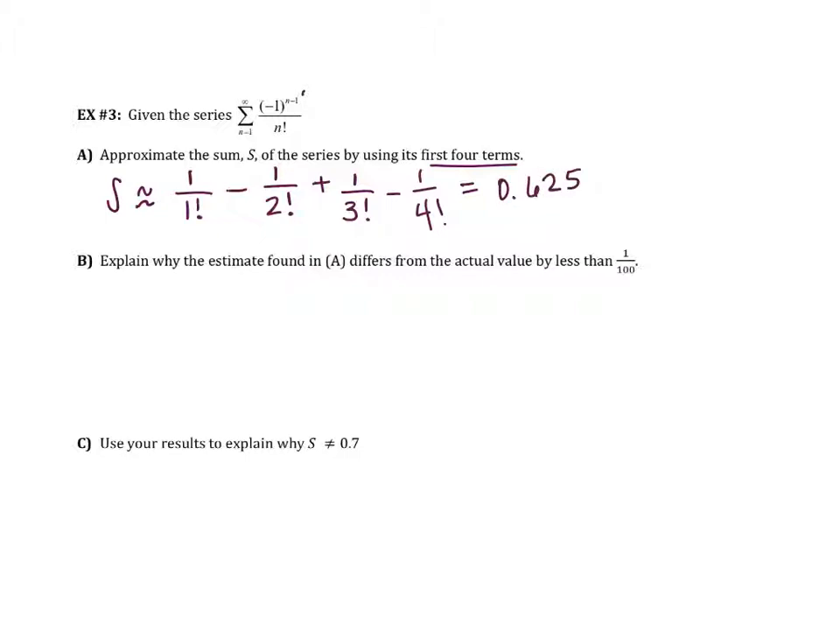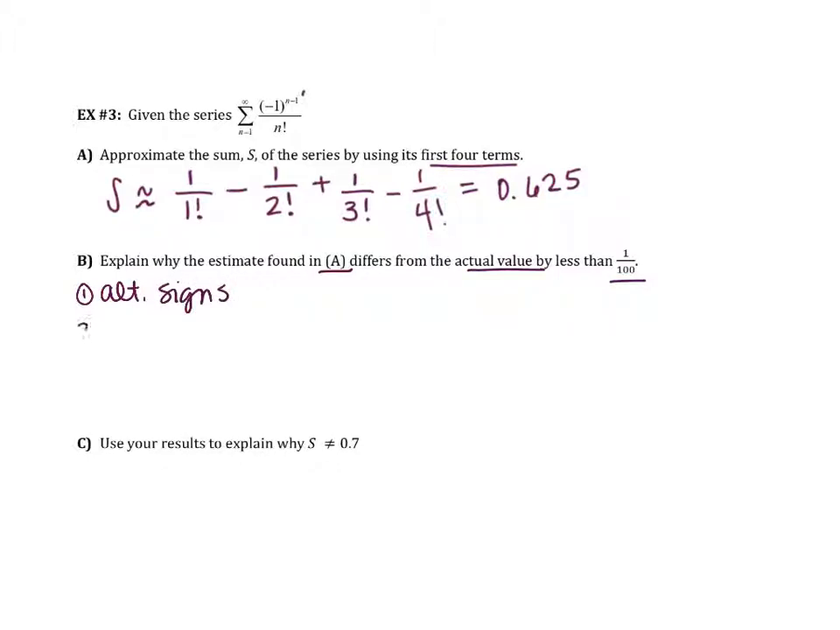Right? So now we need to explain why the estimation found in part A differs from the actual value by less than 1 over 100. So let's look and see. We have to make sure we converge by the alternating series test. So let's go through and make sure. First, the signs are alternating. So we do have alternating signs.